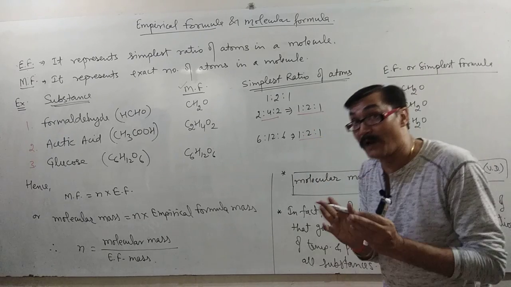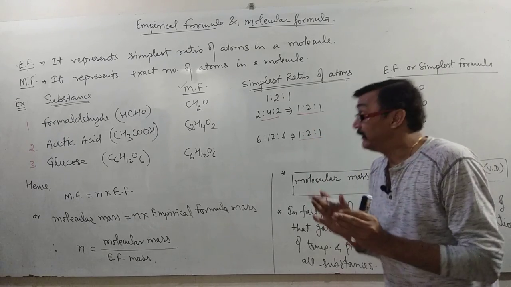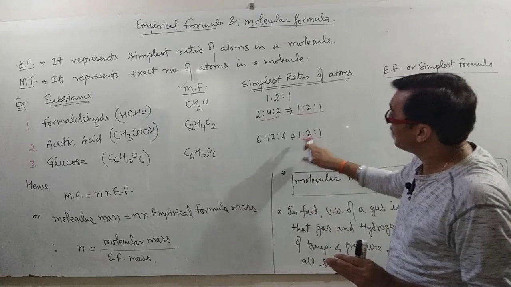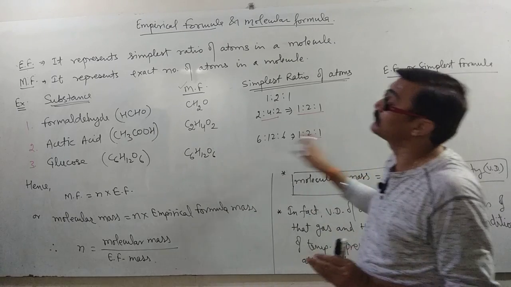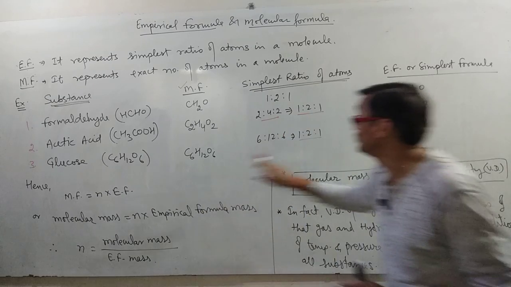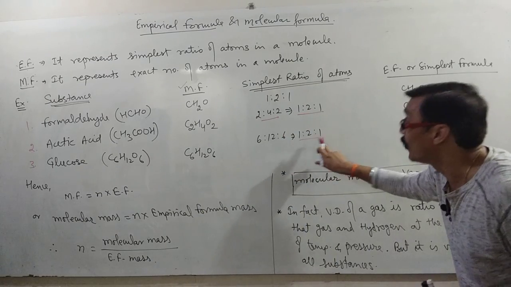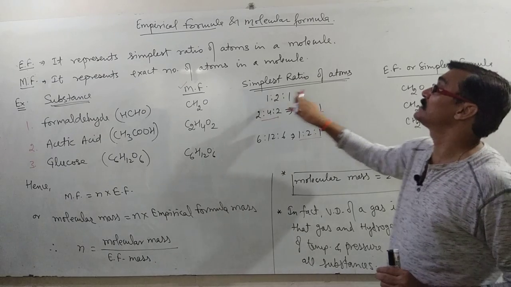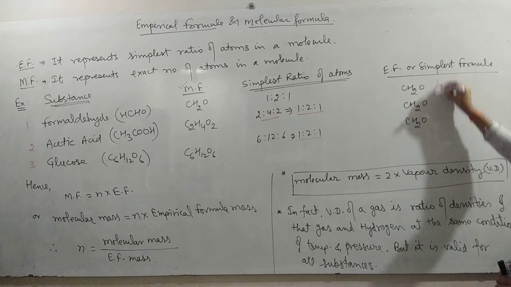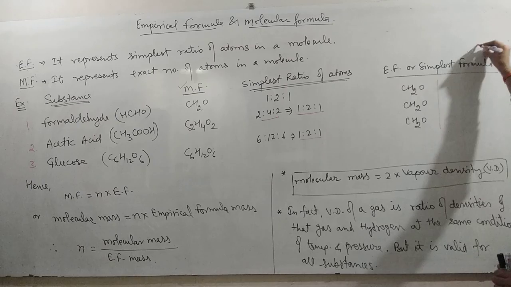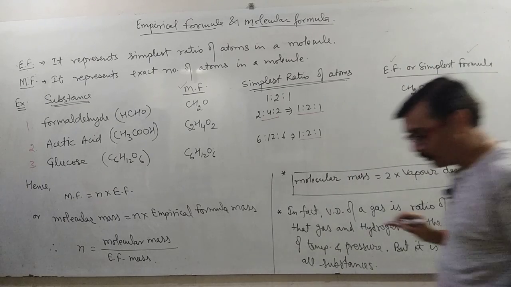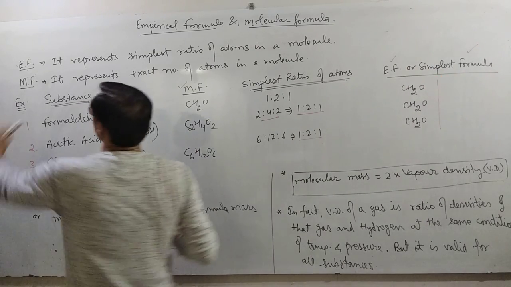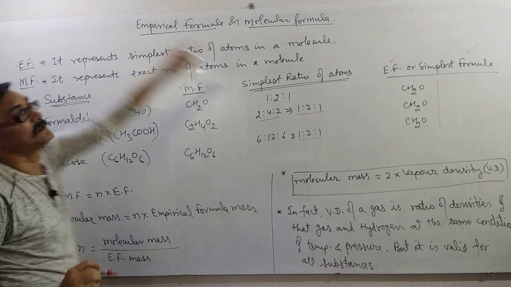When a formula is written in the form of the simplest ratio of the atoms of different elements, that is, CH2O, these are called simplest formula or empirical formula. Empirical formula is also called the simplest formula.